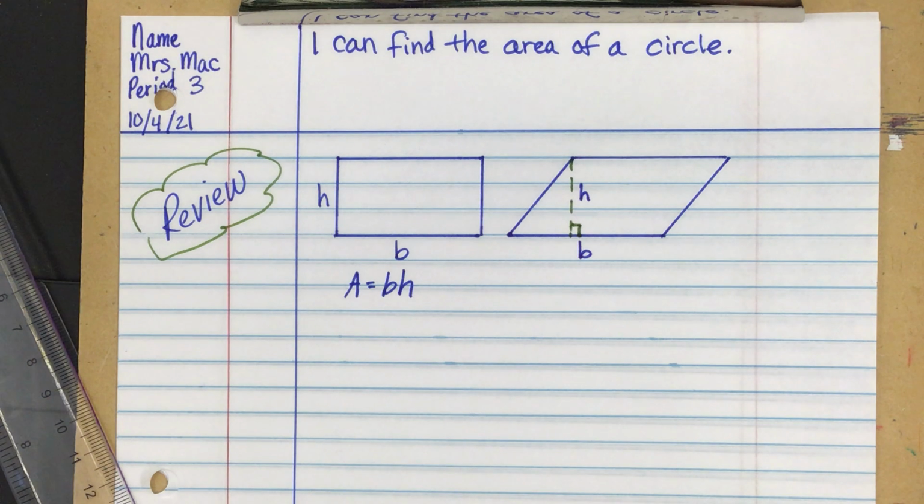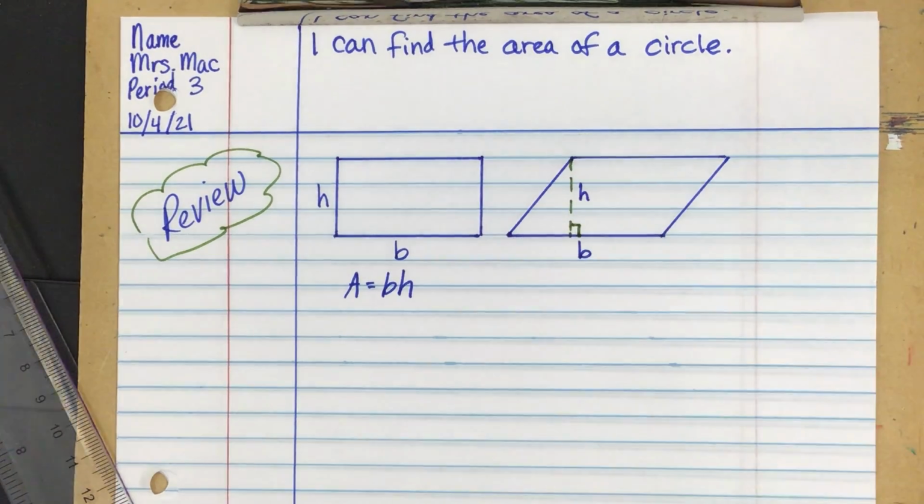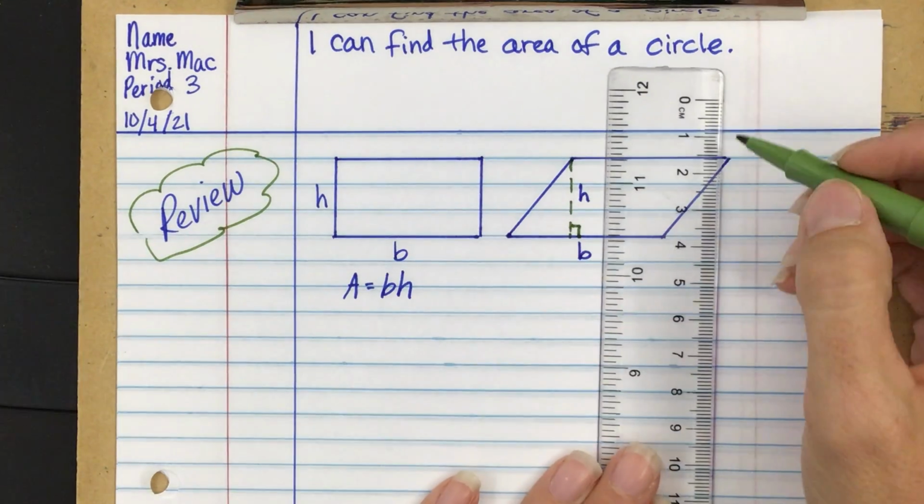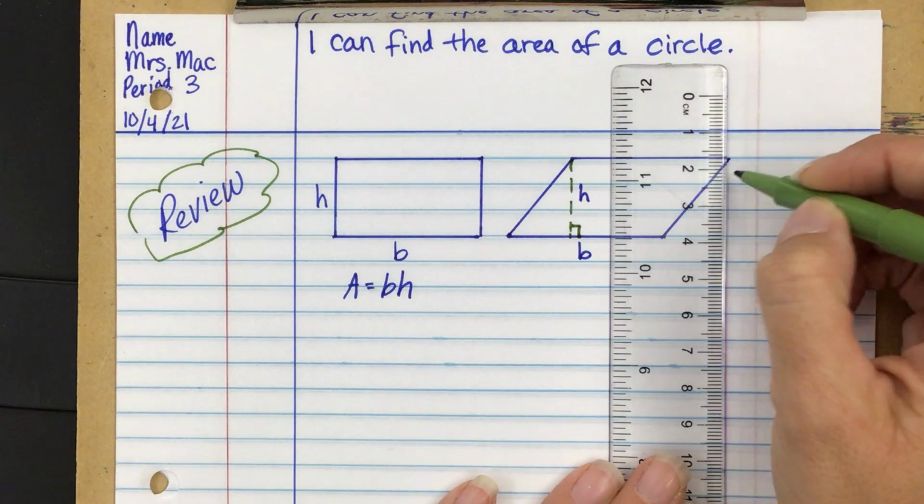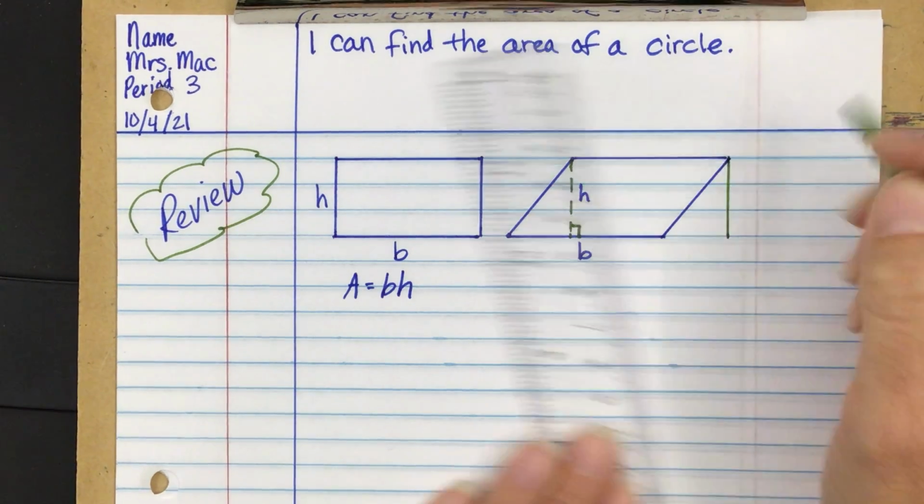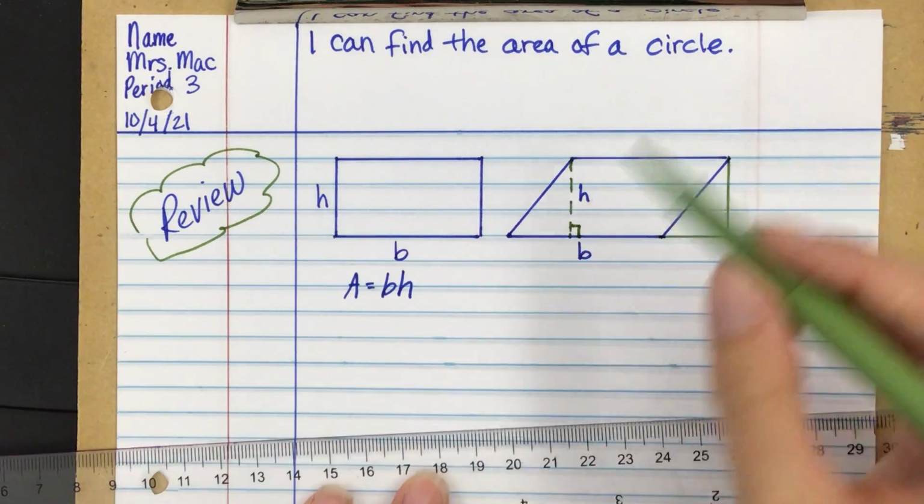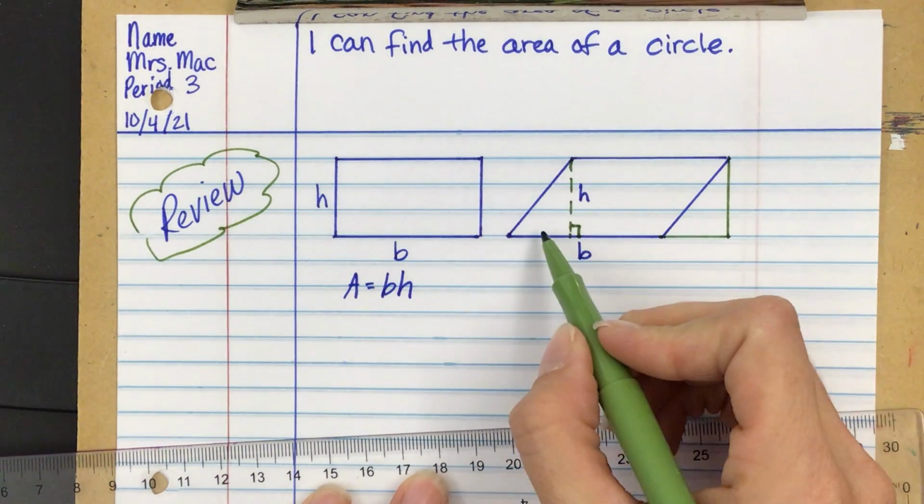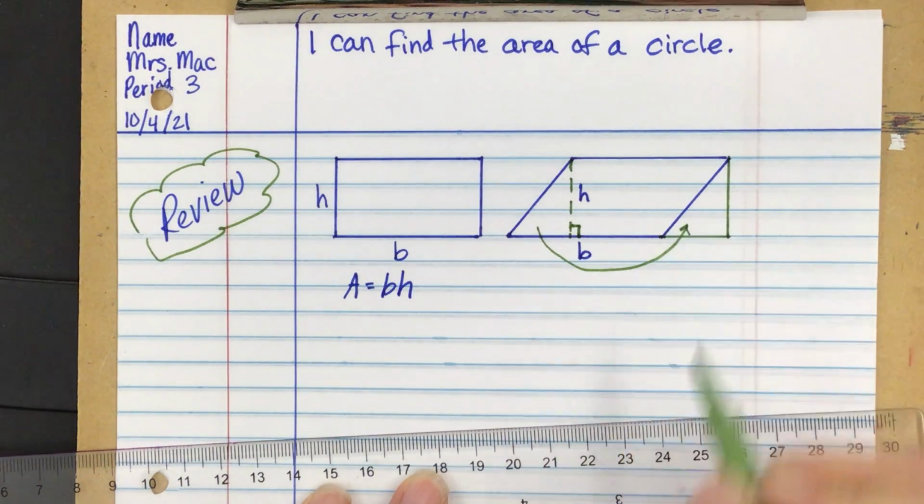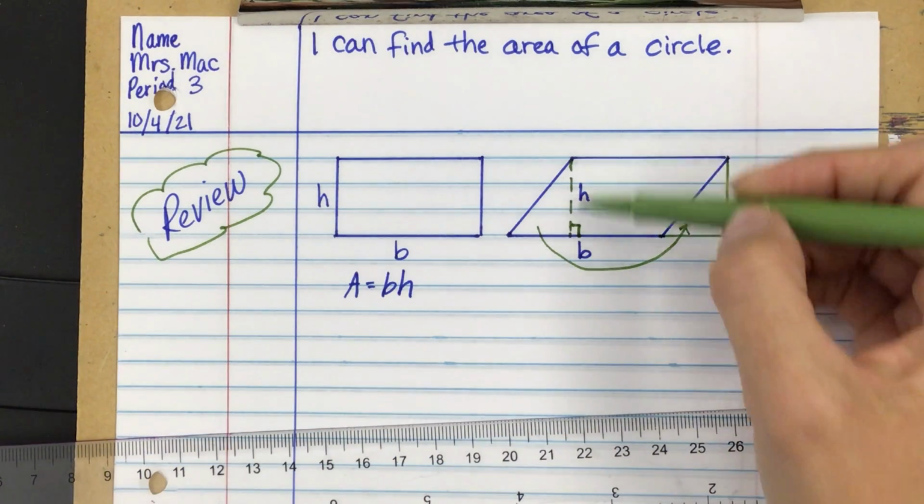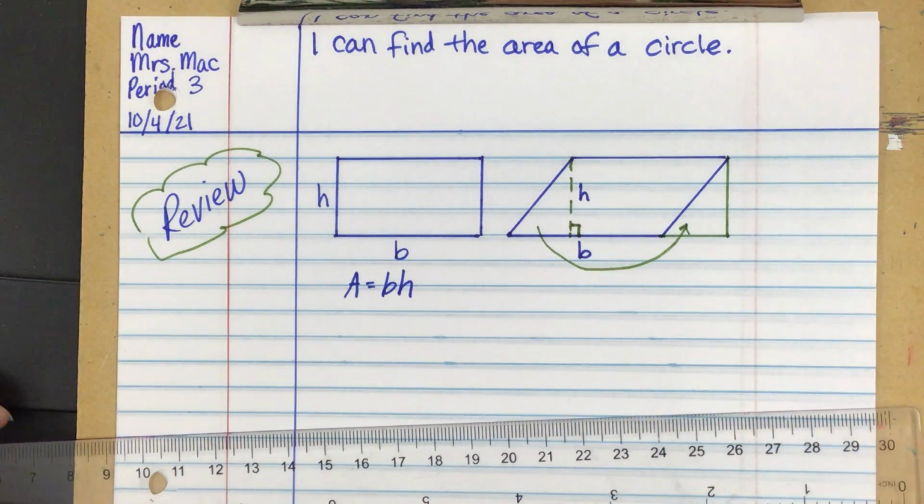Have you seen in one of your other classes how this converts to a rectangle? Yeah, where you basically chop this triangle off, and then you put it over here, and voila, it is a rectangle, right? So if you had scissors and you cut this part off, you could relocate it over here, and then it would be a perfect rectangle.